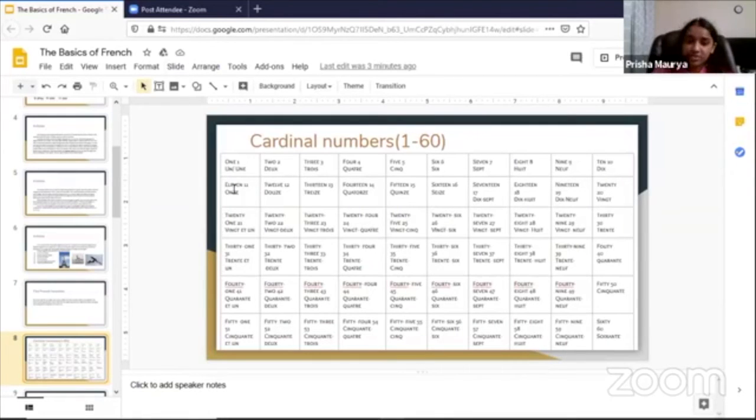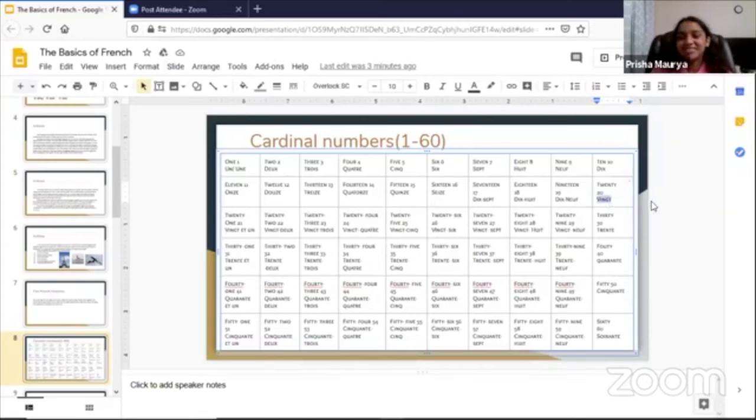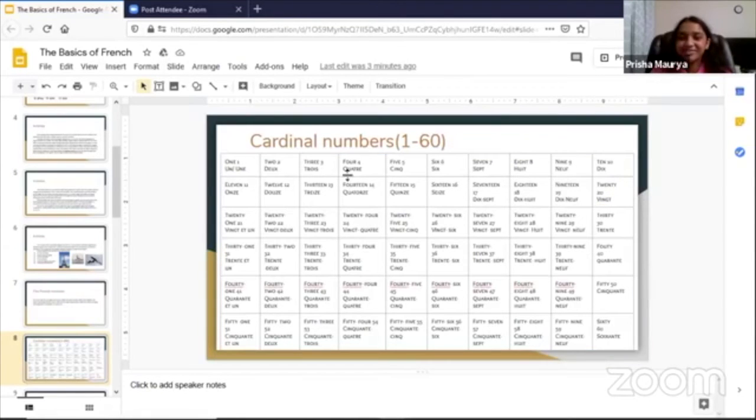11 is onze, 12 is douze, 13 is treize, 14 is quatorze, 15 is quinze, 16 is seize, 17 is dix-sept, 18 is dix-huit, 19 is dix-neuf, and 20 is vingt. So guys, I wouldn't want you to say the whole thing, but I want you to say the first 5, and then someone else can say the other 5. Can you guys try?